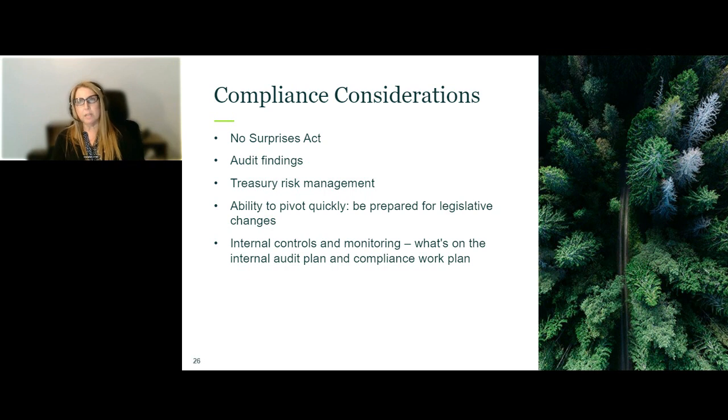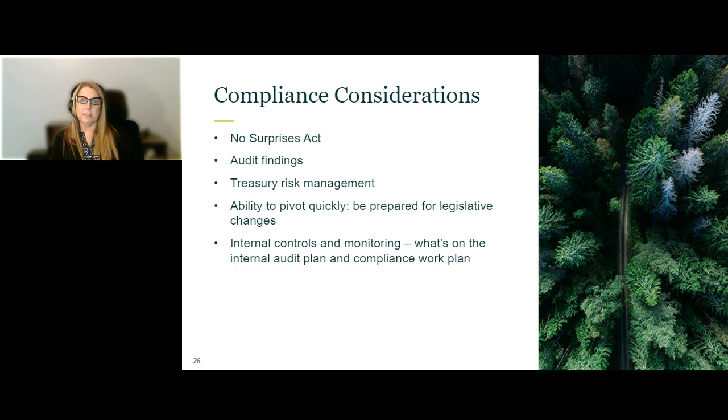On Treasury risk management, we just heard earlier this week of another bank that was having some troubles. And a lot of folks are starting to relook at their risk strategy and approach for their Treasury process. It might be a good time to do that.